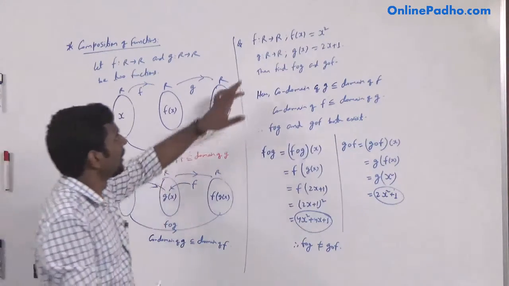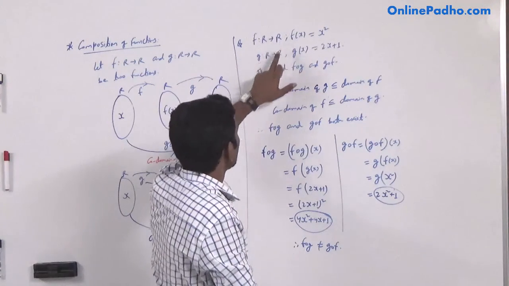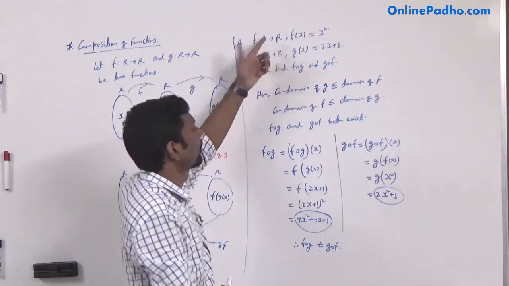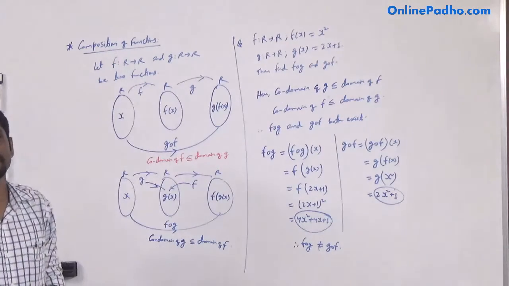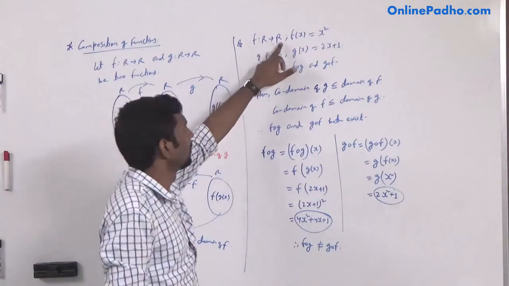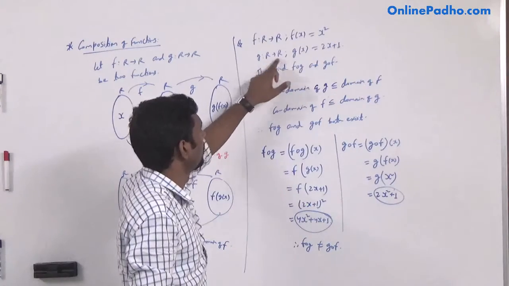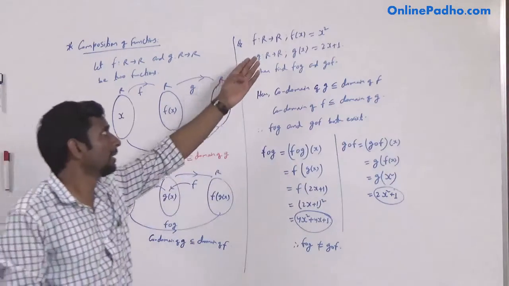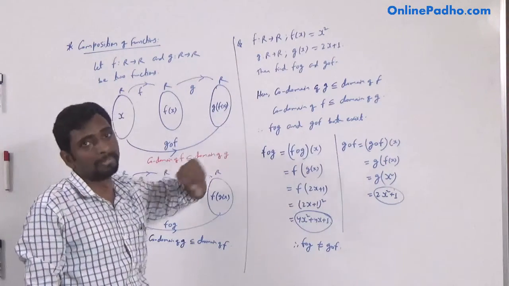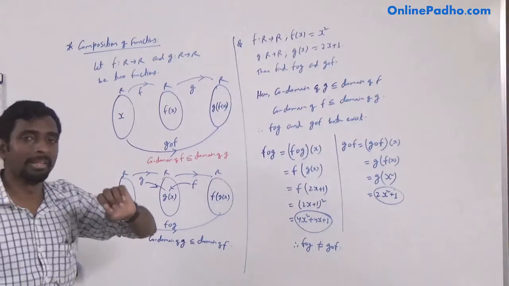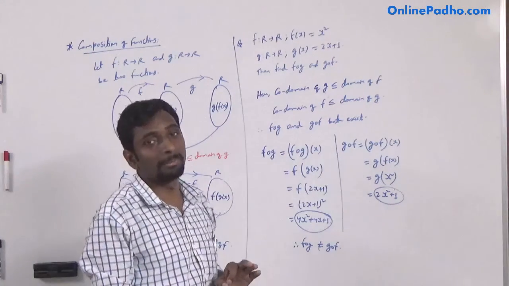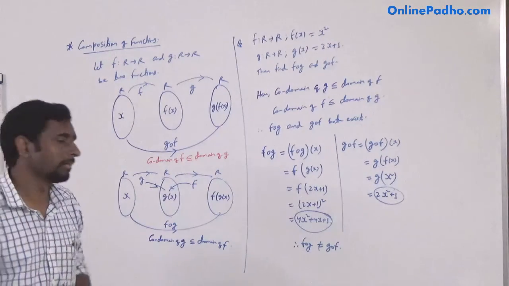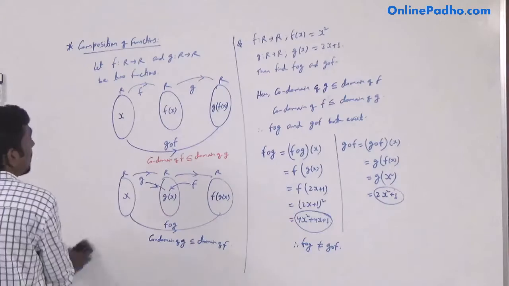If the question has F from real numbers to integers and G from real numbers to real numbers, in that case these two are not equal, we cannot find that. If F is from natural numbers to natural numbers and G is from real numbers to real numbers, we cannot find FOG and GOF because natural number is not equal to real number. We can see that natural number is a subset of the real number, but real number is not a subset of natural number. So it will not satisfy this condition.